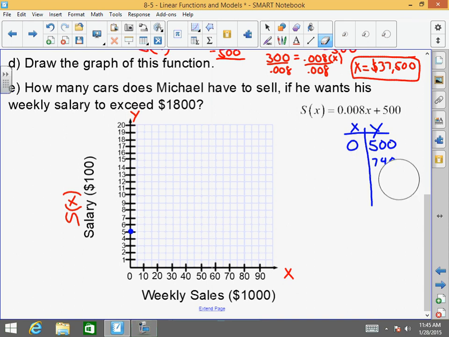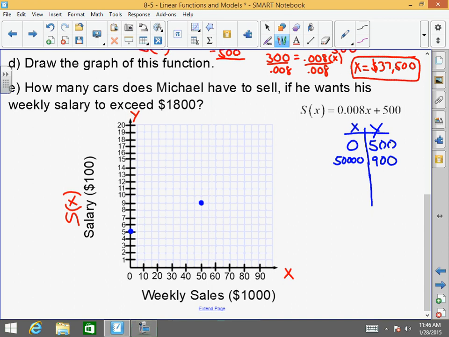How about this? Let's say when my sales are $50,000. 50,000 times 0.008, if I'm not mistaken, is 400. Plus 500, that's $900. So when my sales are 50, my salary is 900. You feel me here? Hopefully you guys are making sense of this. Right here, we've already got a slope, don't we?